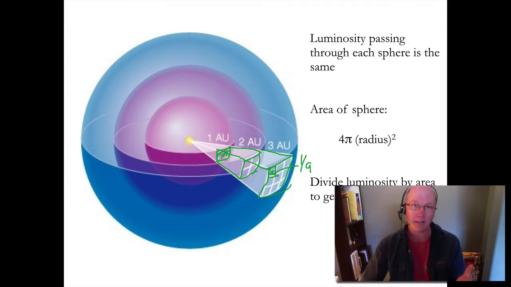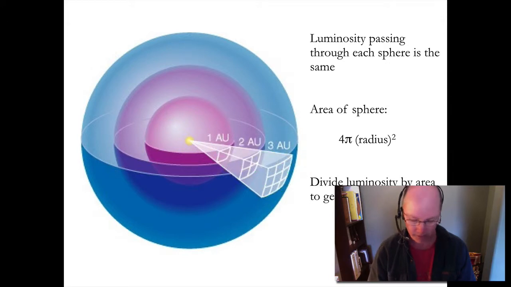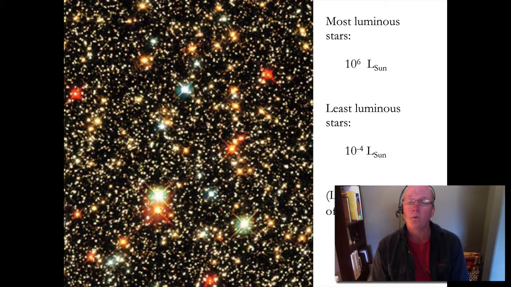That's handy, though, because that means if we look at a star and its brightness, and we know its distance, we can tell how bright it really is by comparing how bright it appears to how bright it really is from its measurements. What are the ranges of these luminosities?